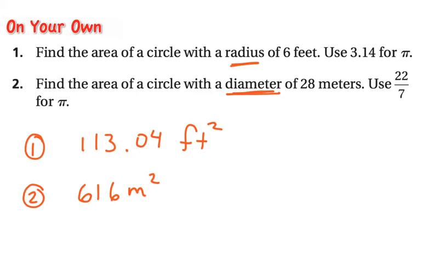All right, here you go. Number one, you should have found an area of 113.04 square feet. And for number two, the area would have been about 616 square meters.